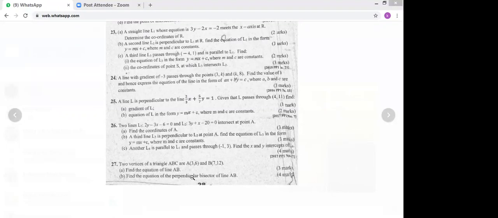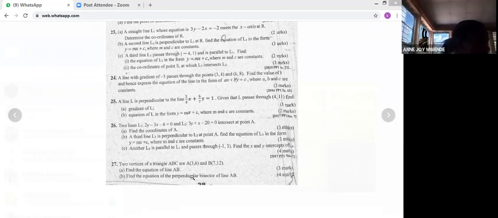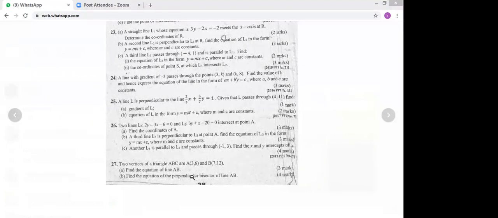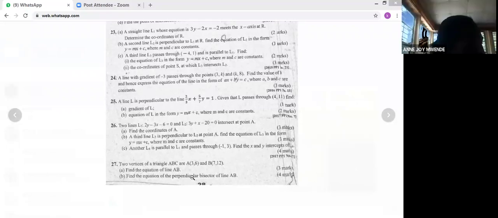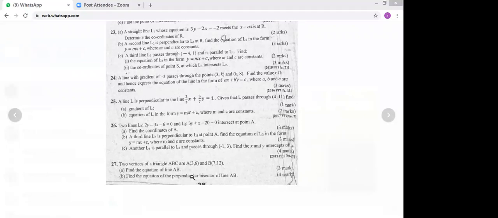Yes, I got A, B. Number 27, A. The equation of A, B, I got 2y equals 3x plus 3. And B, I got 3y equals -2x plus 37.